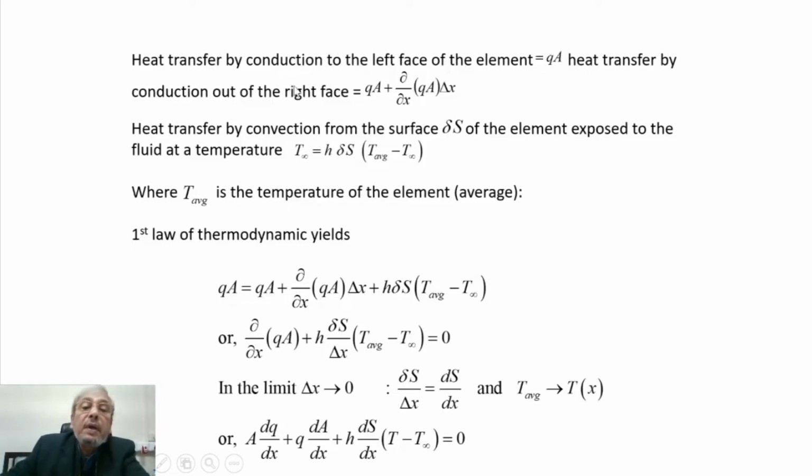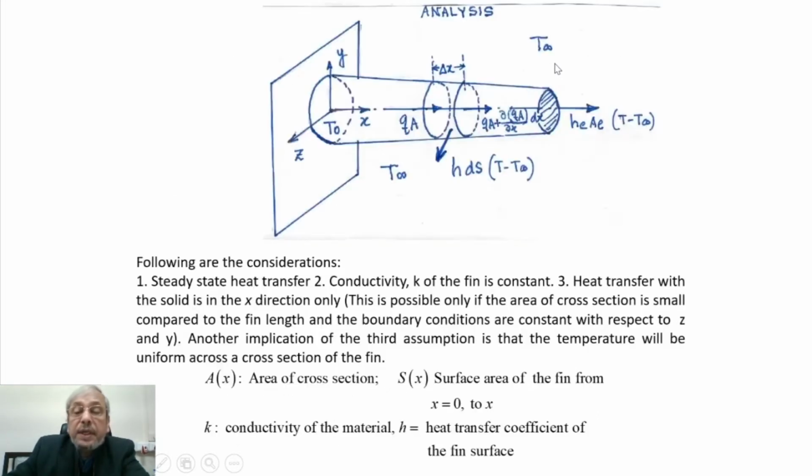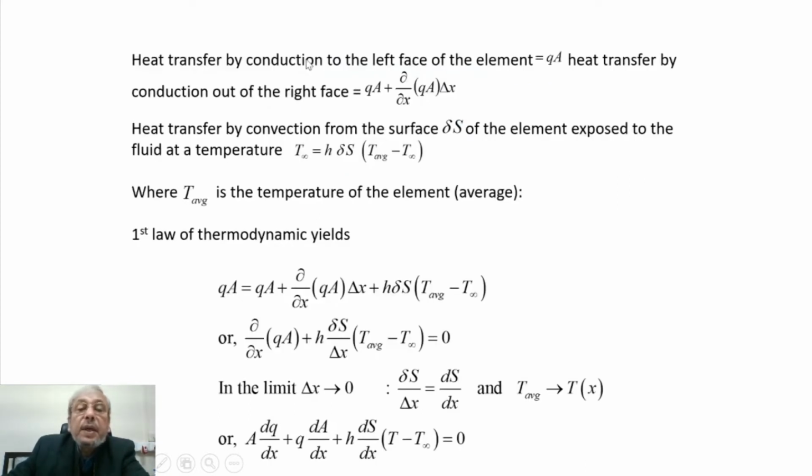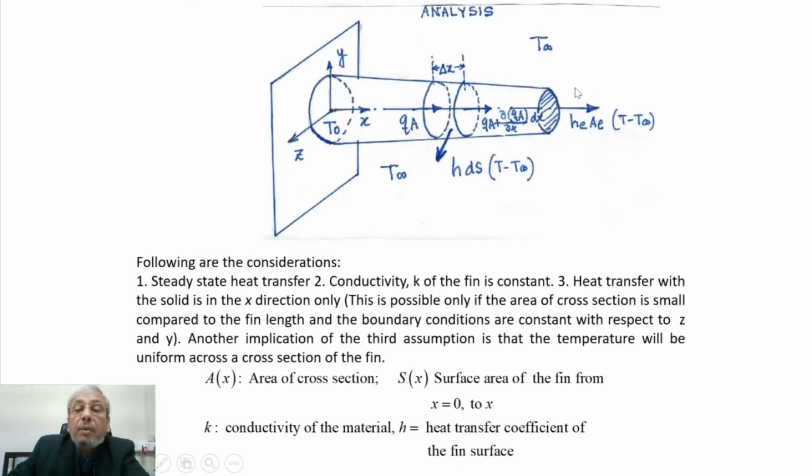Now, heat transfer by conduction to the left face of the element is Qa, we have already said this, and heat transfer by conduction out of this given control volume or volume of interest is Qa plus dQa/dx into dx.